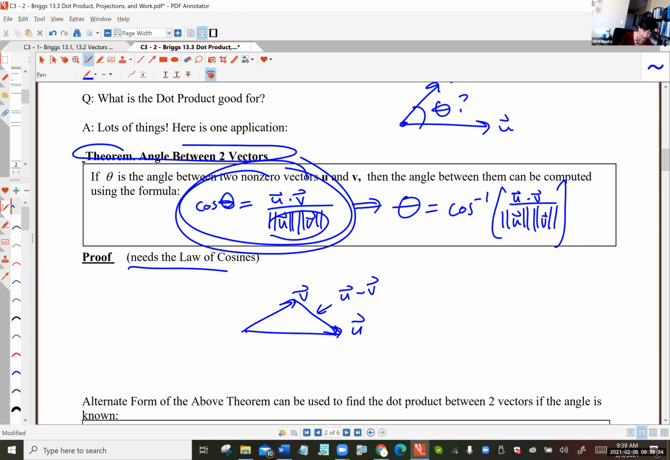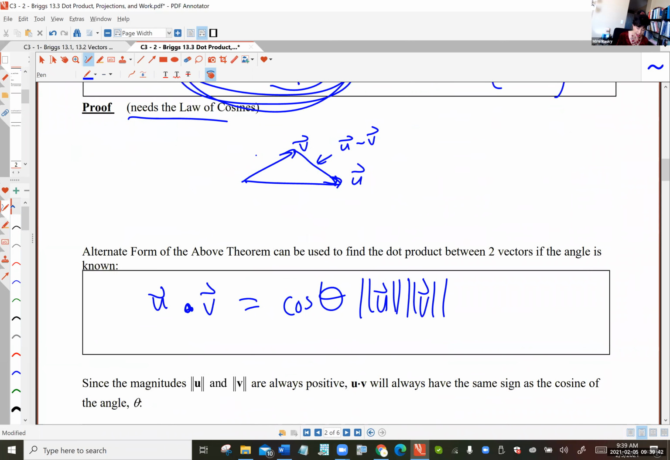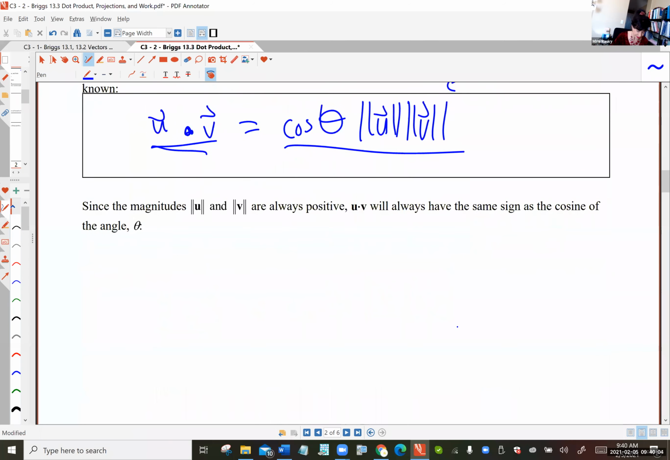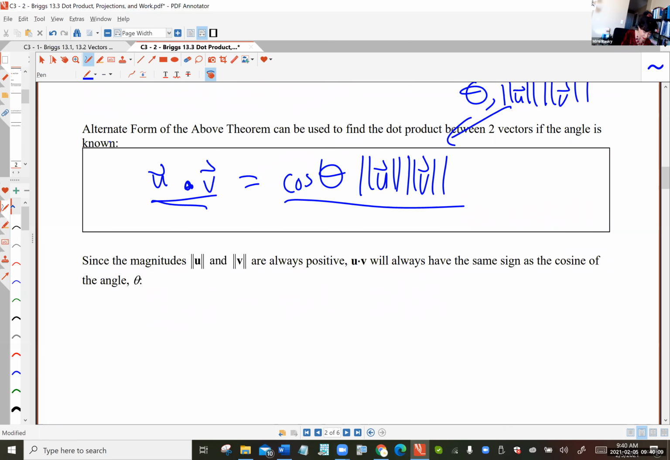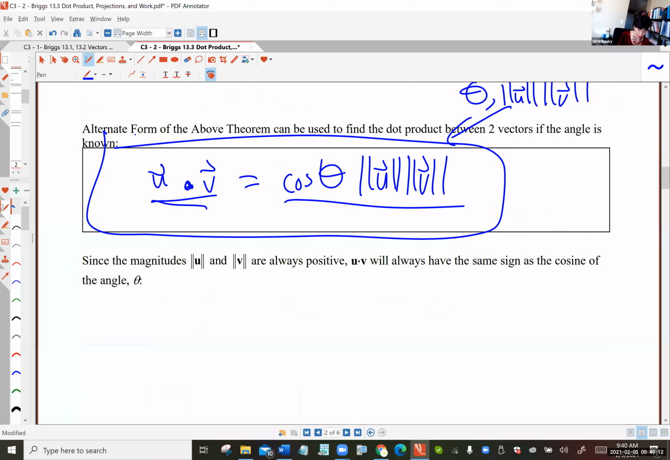If somebody wants to find the angle between two vectors, I use this version. If somebody wants the dot product of two vectors and they're not giving me the component form of either of the vectors, but they're giving me an angle and a couple of magnitudes, I can find the dot product of those two vectors without even knowing their component form, which is kind of cool because it'll be this answer here, this product. Now, before we do some examples, let's talk about this version of the theorem.